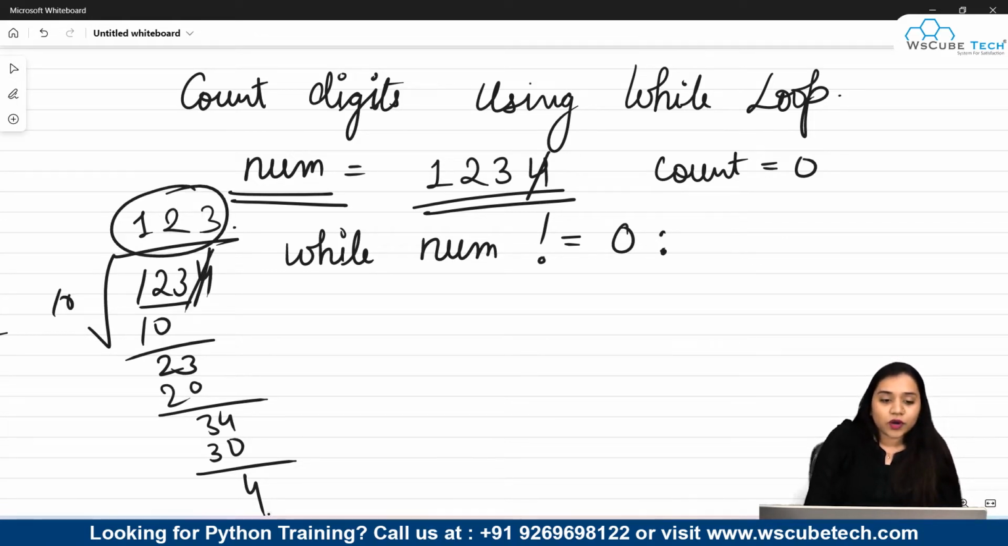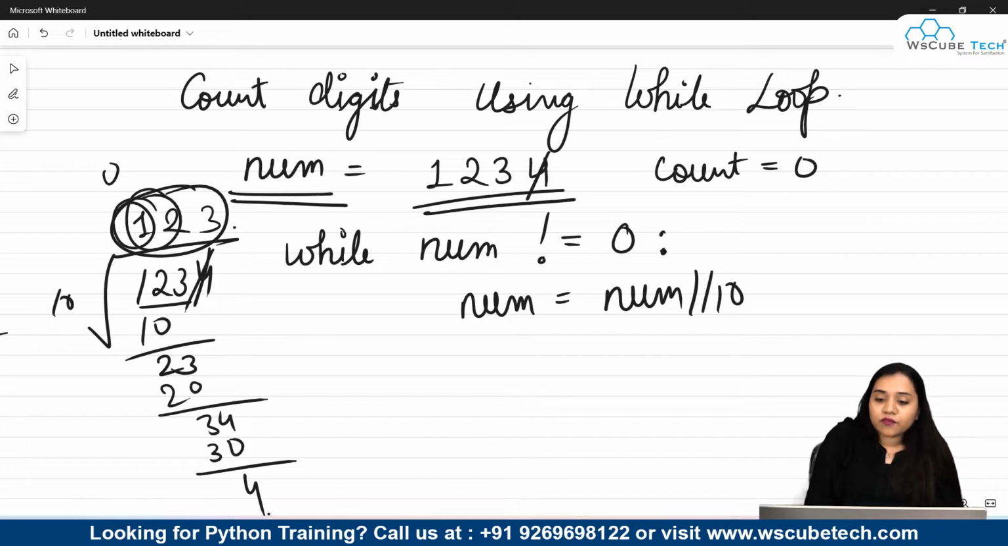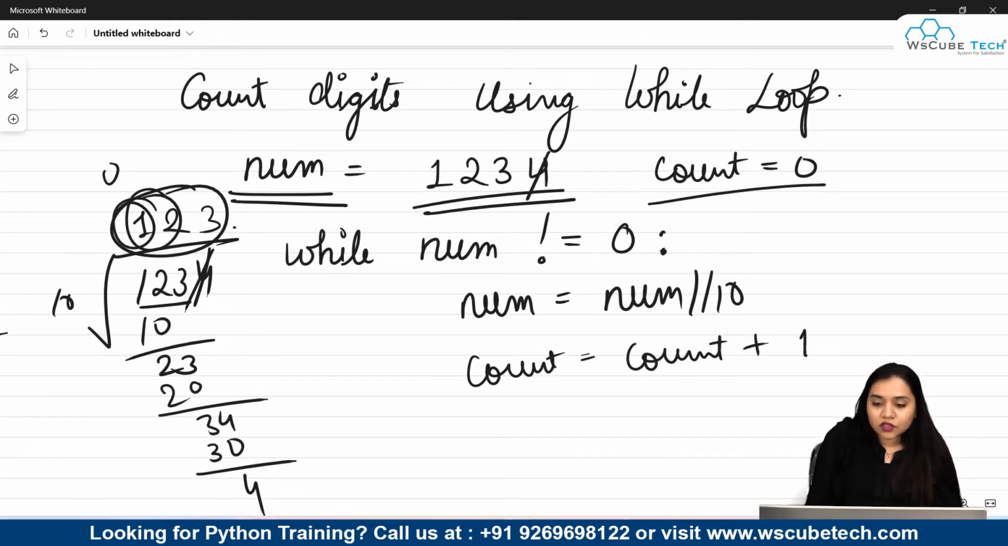Again, if I divide 123 by 10, then I will get the output 12. And again, when I divide 12 by 10, I'll get the output 1. And again, when I divide, I'll get the output as 0. So what would happen over here is we will be writing number equals number floor division 10. And every time after one digit is removed, the count will increase by 1, so count equals count plus 1.